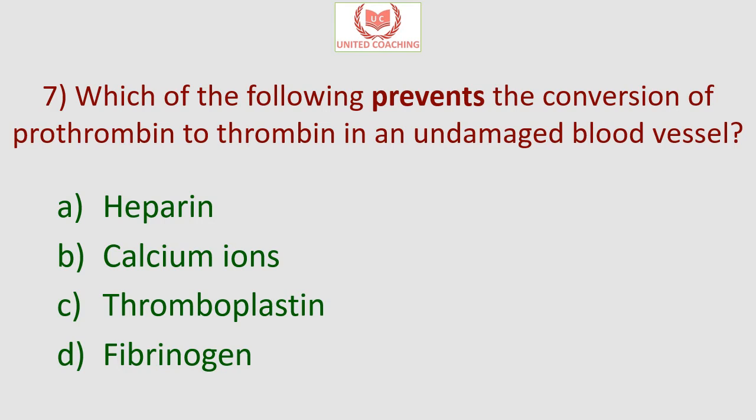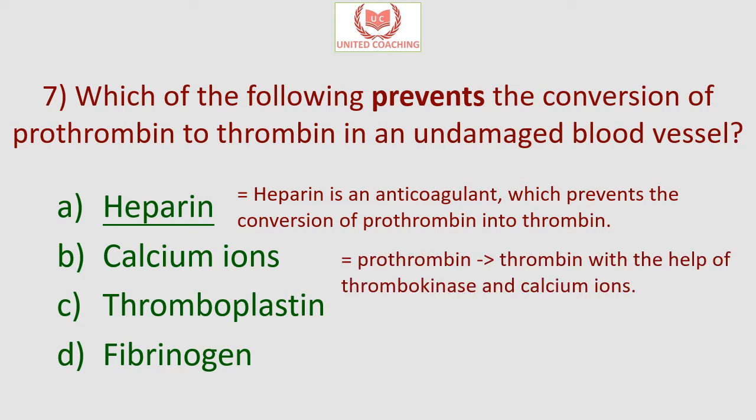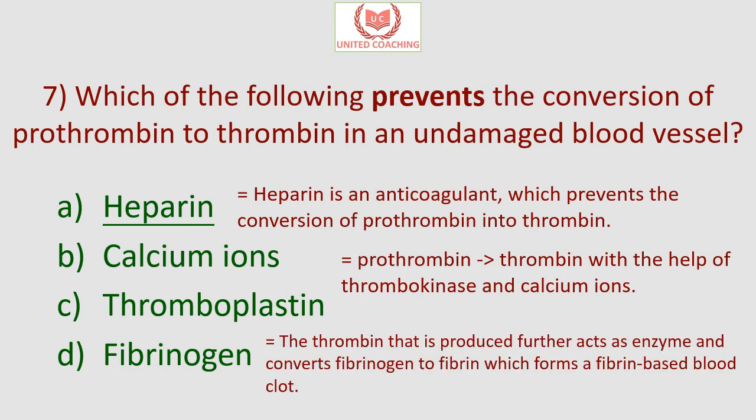Our next question is, which of the following prevents the conversion of prothrombin to thrombin in an undamaged blood vessel? So is it heparin, calcium ions, thromboplastin, or fibrinogen? So the answer is heparin. Heparin is an anticoagulant which prevents the conversion of prothrombin into thrombin. Now during blood clotting, prothrombin is converted into thrombin with the help of thrombokinase and calcium ions, and fibrinogen is one of the 13 coagulation factors responsible for normal blood clotting. The thrombin that is produced further acts as an enzyme and converts fibrinogen to fibrin, which forms a fibrin-based blood clot. So over here the answer is heparin, which is an anticoagulant.